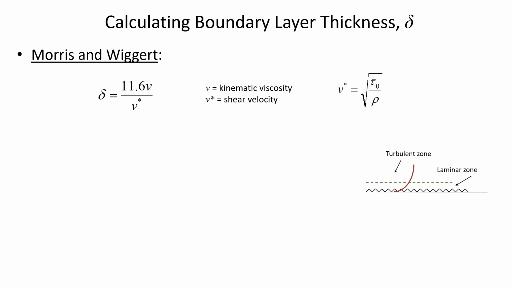Okay, so how thick is the boundary layer? Well, it depends on the flow conditions, it depends on the viscosity of the fluid. So Morris and Wiggert together came up with an empirical equation for estimating the thickness of the boundary layer. And what they said is that if you know the kinematic viscosity of the fluid, and then they had this 11.6 fitting factor that they related along with the shear velocity, then that's how you could estimate how thick the boundary layer is. It's with this empirical formula and estimating the shear velocity, which depends on the fluid density and the magnitude of the shear stress.